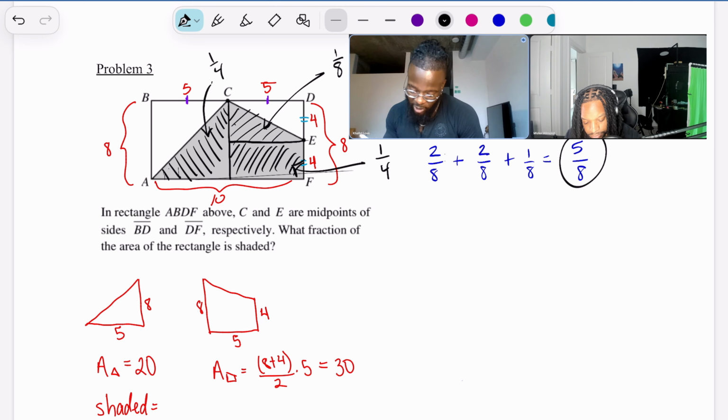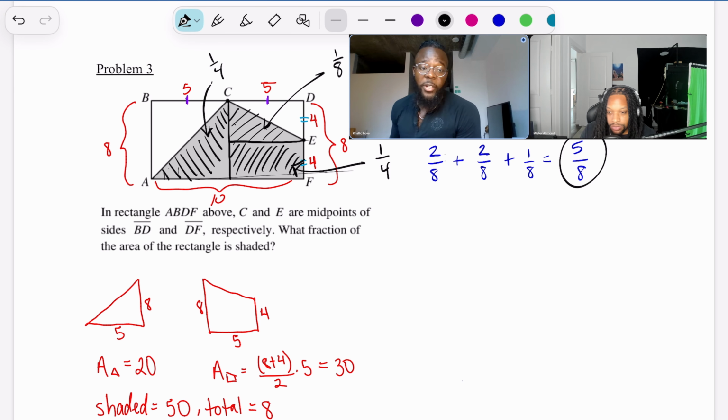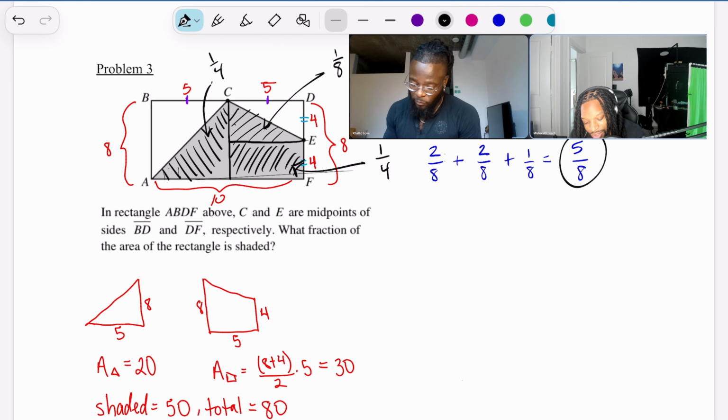So you're breaking it up into a triangle and a trapezoid. You're going to flex your geometry skills and knowledge of areas of shapes. That's how I saw it, man.